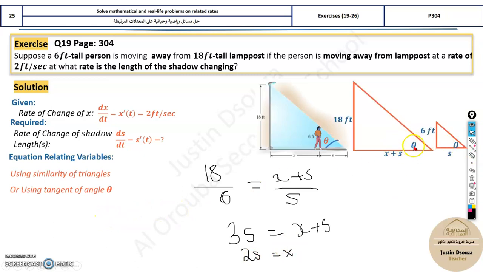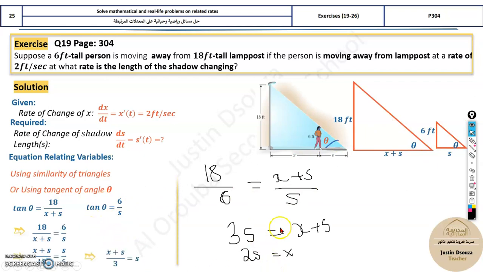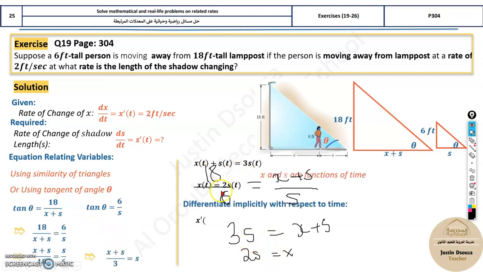Or there is another way, that is using tan theta. You know, tan theta is opposite by adjacent. So 18 divided by x plus s. Same way over here, the angle is same, isn't it? 6 divided by s. These can be equated and the answer will be same, whichever method you do. See, the answer is x is equal to 2s.